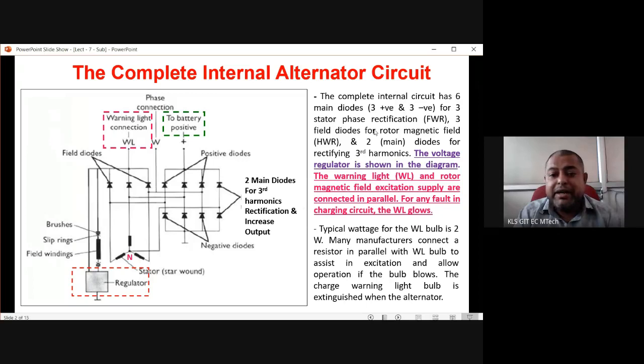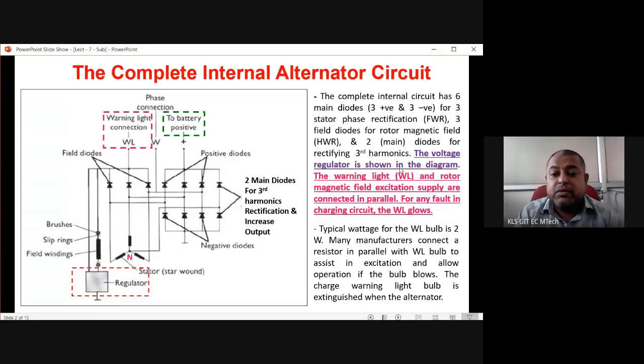There are 2 main diodes for rectifying the third harmonics. If the stator is producing X frequency, here it will be 3X frequency. That is another thing. The voltage regulator is shown in the diagram. So this is the voltage regulator. Please prepare this question for 10 marks. This big diagram you have to prepare for 10 marks.